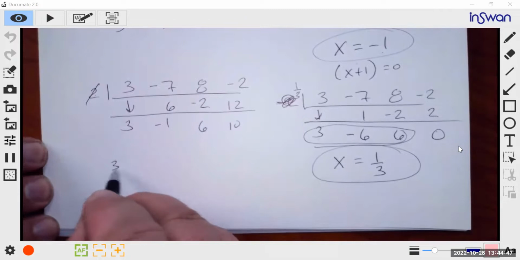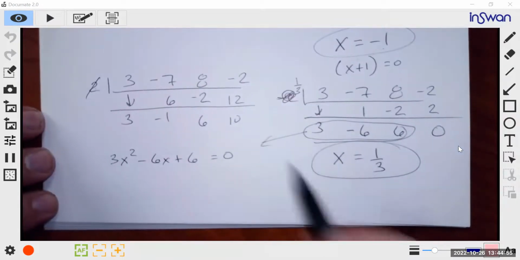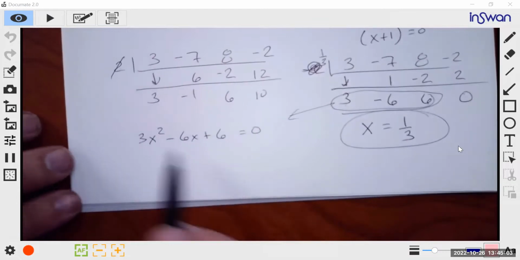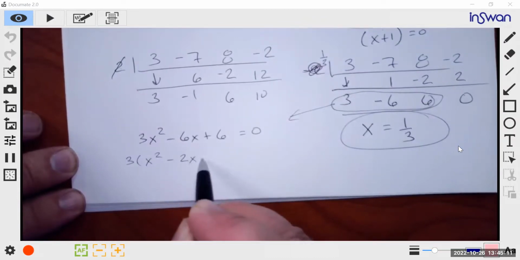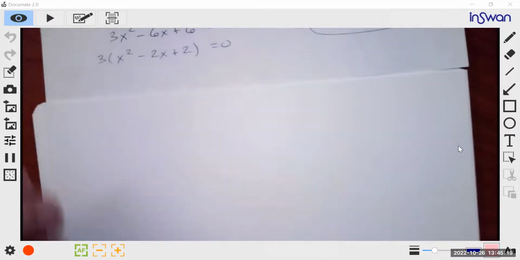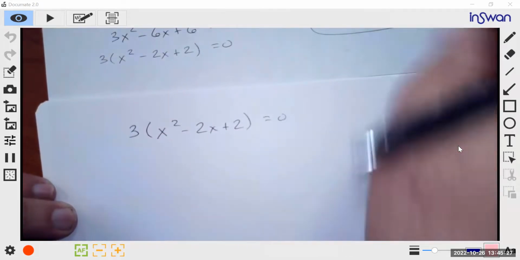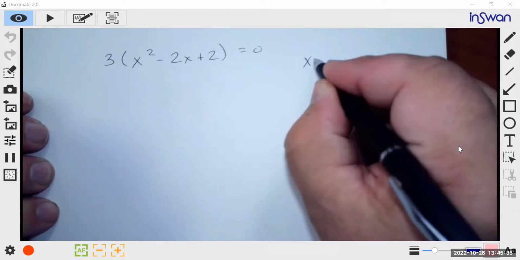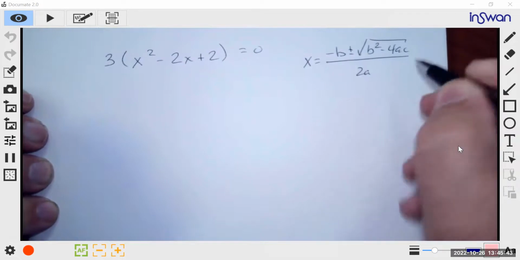So now we only have to look at 3x squared minus 6x plus 6 equals 0. Because when you find the 0, this one's the constant x squared. They all have a what in common? 3. So I can factor out a 3. I have x squared minus 2x plus 2. As you can see, it's not going to factor, so we have to use what method? The quadratic formula. If you ever can't factor it, don't waste your time, just jump straight to that.